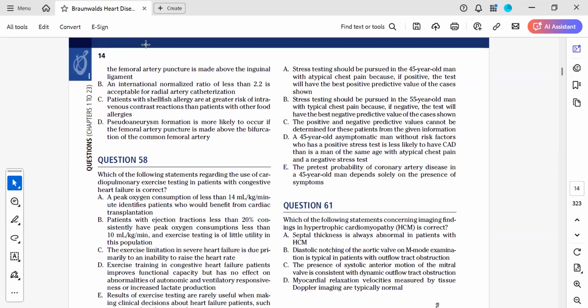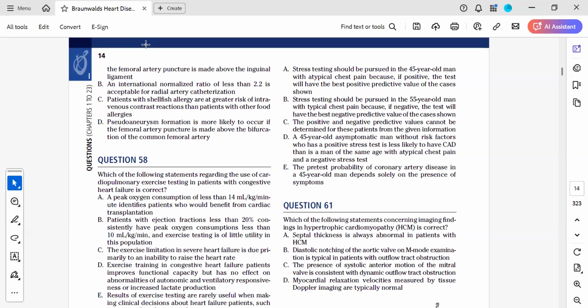Then question B. An international normalized ratio of less than 2.2 is acceptable for radial artery catheterization. This is the correct option for this question. Usually, if the radial artery catheterization is to be done, an INR of less than 2.2 is acceptable. Then C. Patients with shellfish allergy are at greater risk of intravenous contrast reactions than patients with other food allergies. This is false. They are not at greater risk of intravenous contrast reaction.